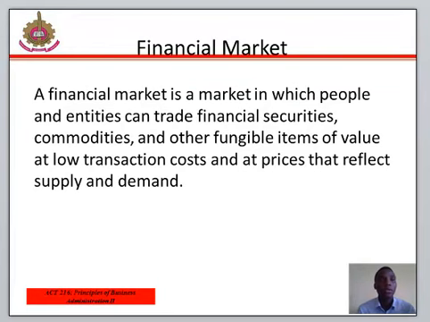Financial market. A financial market is a market in which people and entities can trade financial securities, commodities, and other tangible items of value at low transaction cost and at prices that reflect supply and demand. Within the financial sector, the term financial market is often used to refer just to the markets that are used to raise finance. Securities include stocks and bonds, and commodities include precious metals and agricultural goods.